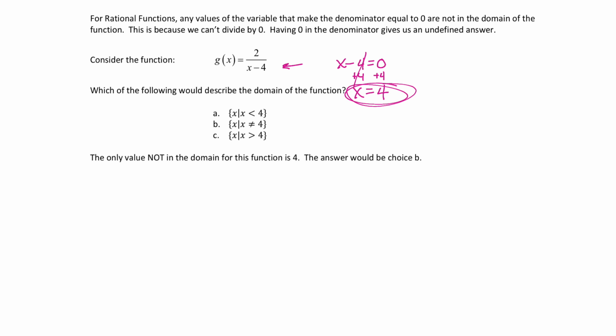So if x is 4, then we get 4 minus 4, which is 0, and that is undefined. Okay, if you get an undefined answer, it means you don't have a value for y, and you don't have a point, which means we need to say that doesn't exist. It's an exception. Okay, so it cannot equal 4. 4 is your exception. So this one right here is how you say x cannot equal 4.